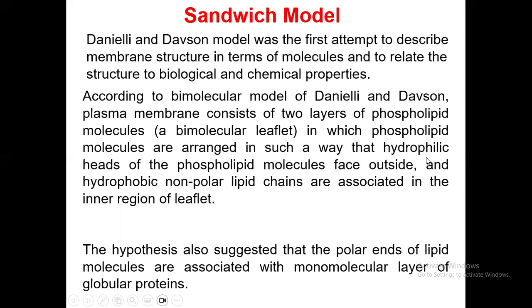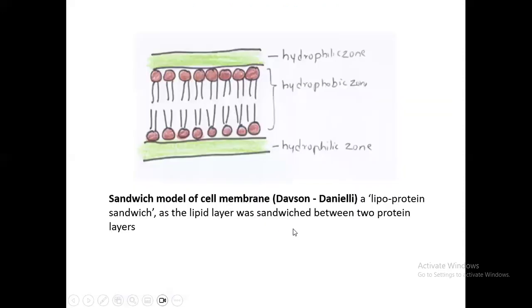that the hydrophilic heads of the phospholipids face outside and the hydrophobic non-polar lipid chains are associated in the inner region of the leaflet. The hypothesis also suggested that the polar ends of the lipid molecules are associated with a monolayer of globular proteins. So what it basically meant was they suggested that protein molecules are present that are sandwiching a layer of lipids in between them. Hence, the name sandwich model was proposed.